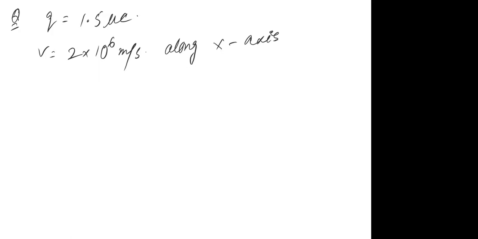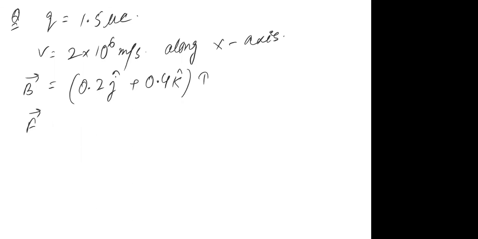The velocity of the charged particle is along the x-axis. And in this region, the magnetic field is given as 0.2 j cap plus 0.4 k cap, right? This is the magnetic field, given in vector form, and the unit is Tesla. You just have to find the magnetic force. What will be the magnetic force on this charged particle? Can you please tell me the value of force? How will you solve it?